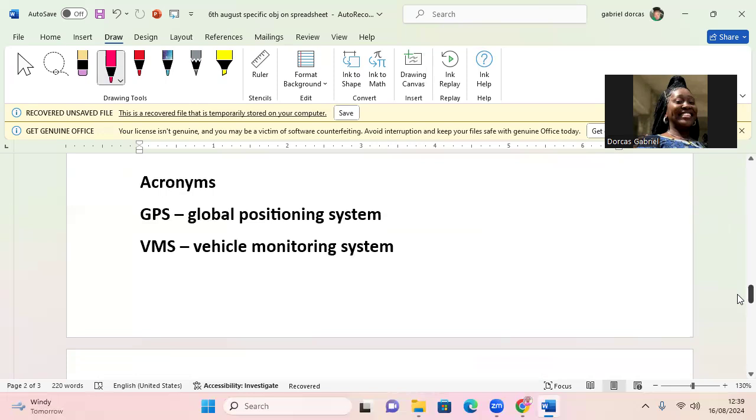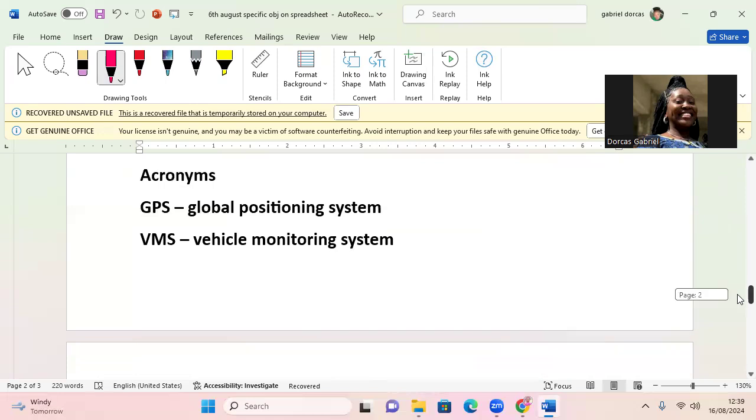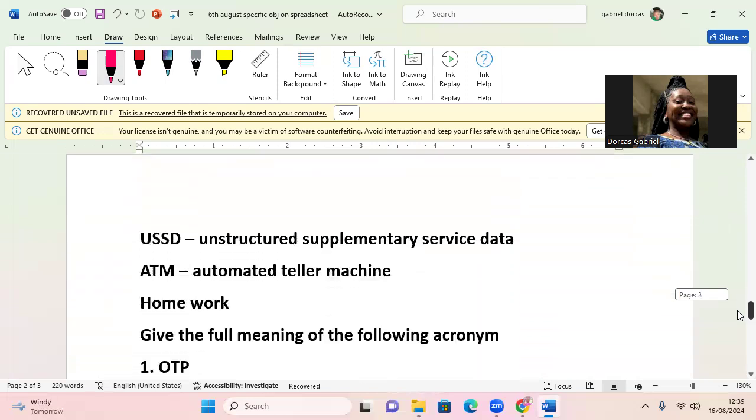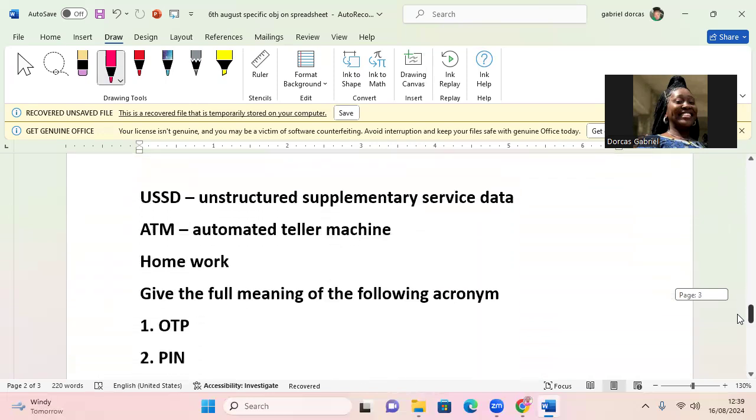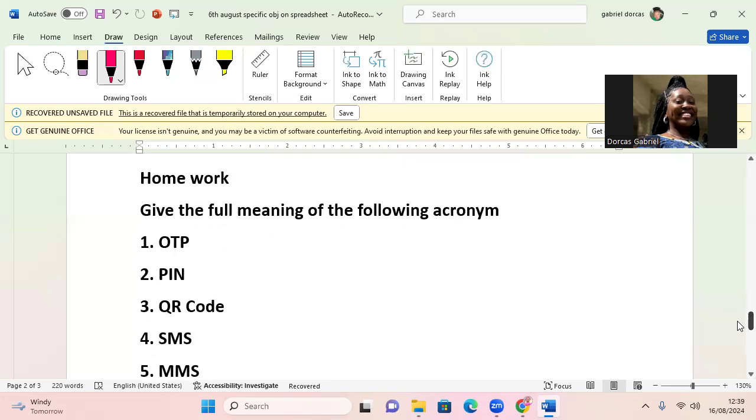There are very important terminologies or acronyms I want us to note. Number one is GPS, Global Positioning System, the Vehicle Monitoring System, VMS, the USSD, the Automated Teller Machine. So I'm going to give you guys homework. What's the meaning of OTP, PIN, QR code, SMS, and MMS? They are acronyms being used in ICT for information and communication.